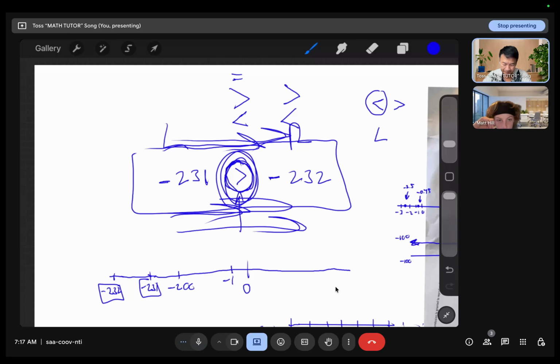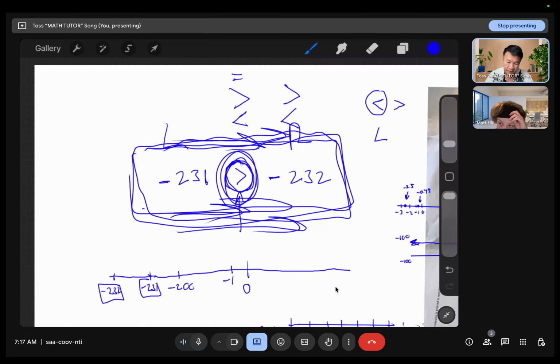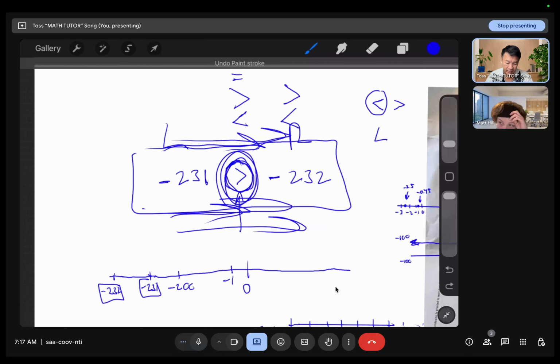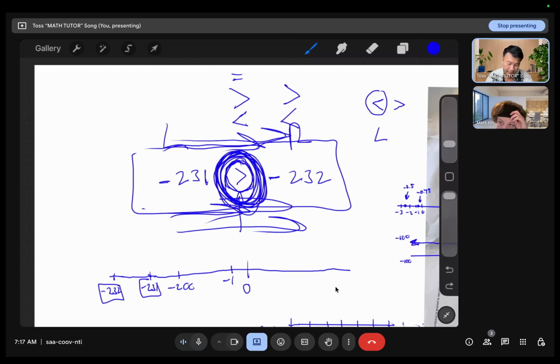What do you think? Just because the farther the number is on the chart, the smaller it is. Okay, but that is true. But when it's written like the way I have here, is it okay to say greater than or less than? Right now we're talking about greater than. Is negative 231 greater than negative 232? Yes, because negative 232 is farther back.